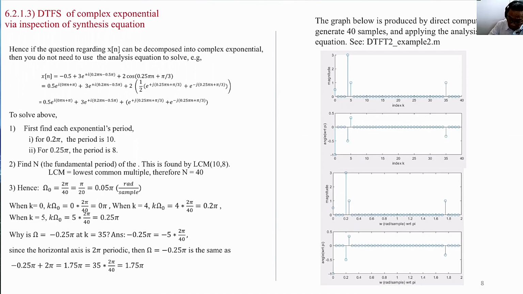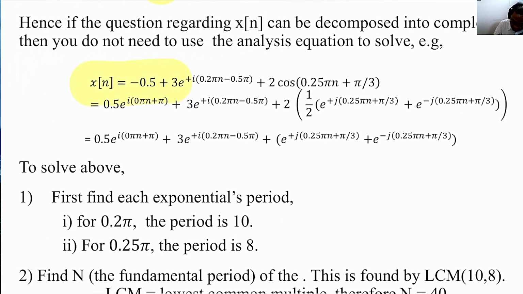This is 6.2.1.3. This is page 8. We'll continue our DTFS using inspection of the synthesis equation. Now we are given x[n] to be this formulation.